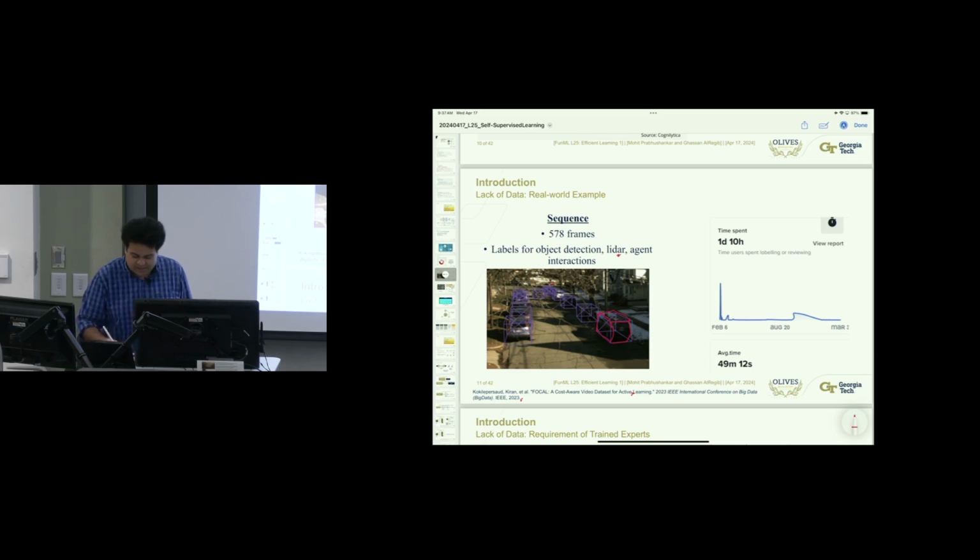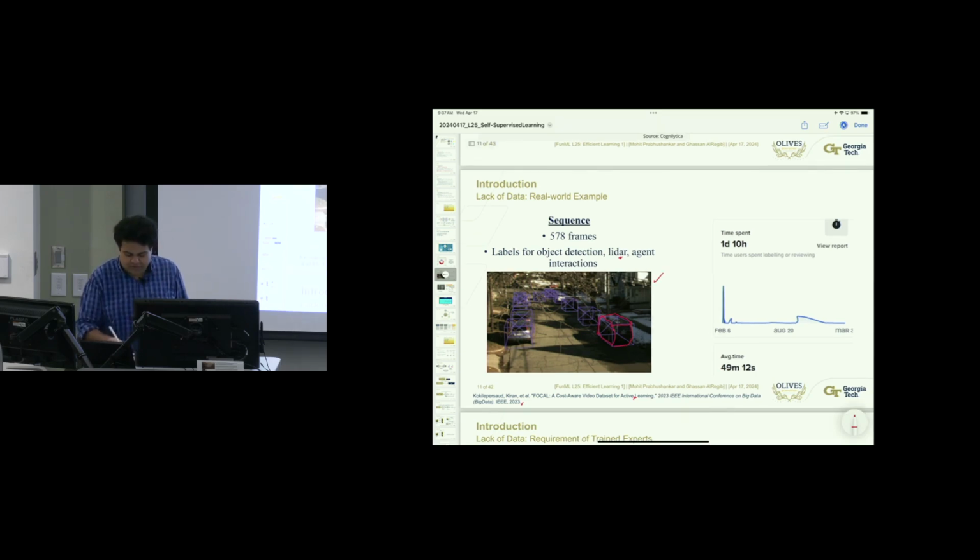There was a large number of sequences within this data set. One of these sequences, this particular sequence, which we are showing an image from, had about 578 frames. So if you think that 1 second has 30 frames, this is about 15 to 20 seconds. This was a video that was about 15 to 20 seconds, and it took 1 day and 10 hours, in other words, 34 hours, for some third-party labelers to actually label this particular sequence. So a 20-second sequence took about 34 hours in order to label properly.